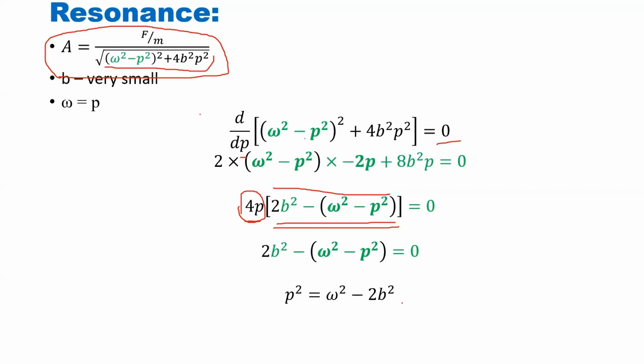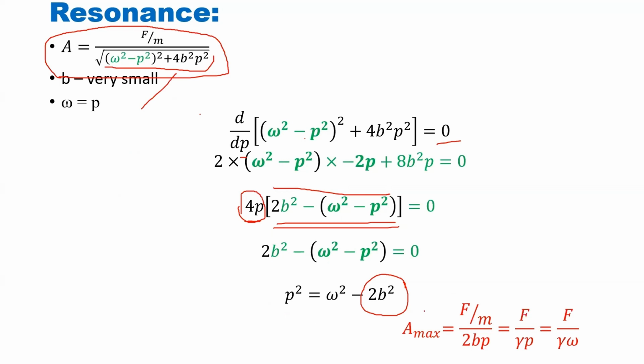So in this case, b should be low. If b is low, then definitely b square becomes very, very small. If b square is very, very small, we can neglect this term. Then p square equals omega square, then p equals omega. So these are the two conditions we can explain by using this equation.